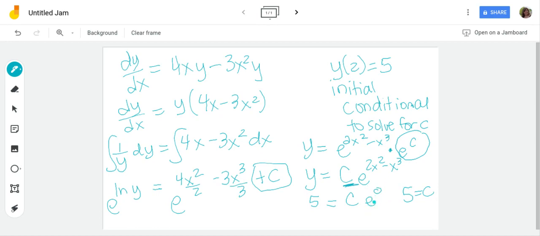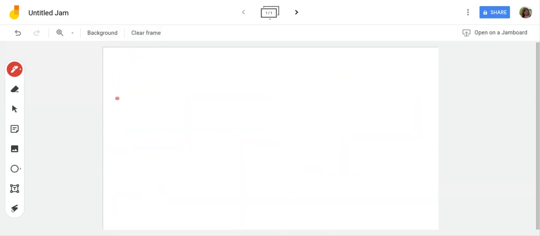If this had been e to the first, I would just divide the e to the other side, and 5 divided by e would equal my C. So whatever turns out, you just solve for C to get your C value. So now your answer to the problem is you plug your C value back in. So my actual answer, I'll change the color here. My actual answer to the problem is going to be y equals 5 e raised to the 2x squared minus x cubed. That's my actual answer to the question, because we just solved for C and we found C was 5. So these are separate and integrate problems, and sometimes you're given an initial condition to solve for.